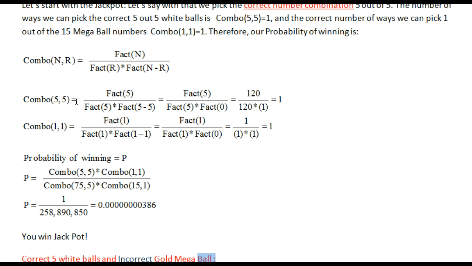So to pick 5 out of 5 numbers, I calculate factorial 5 divided by factorial 5 times factorial 5 minus 5. The factorial of 5 is 120, and the factorial of 5 minus 5 is factorial of 0, and I just said that factorial of 0 is 1. So the denominator is 120. 120 over 120 is 1 times 1, that's equal to 1. And combo 1, 1 is equal to factorial of 1 divided by factorial of 1 times factorial of 1 minus 1, which is 0, and that's all equal to 1.